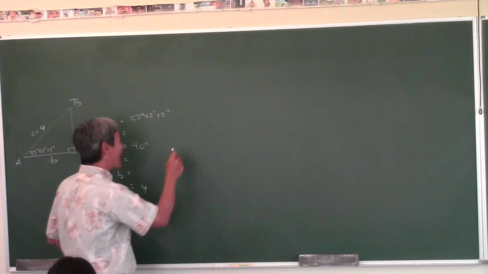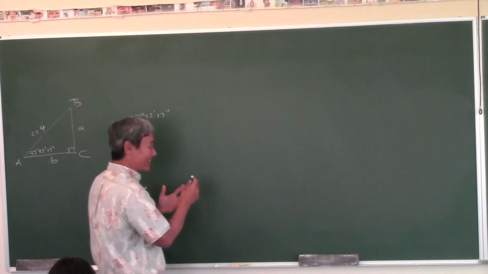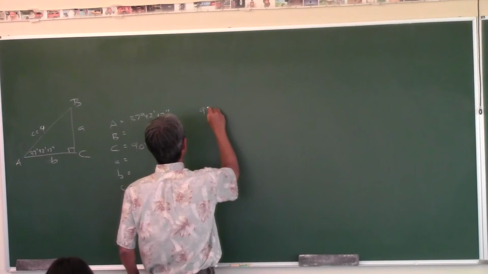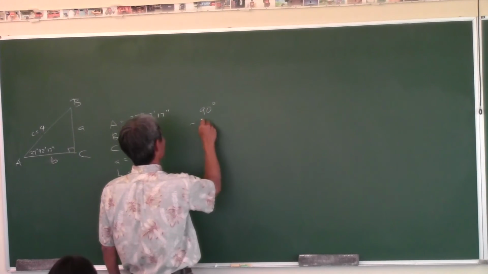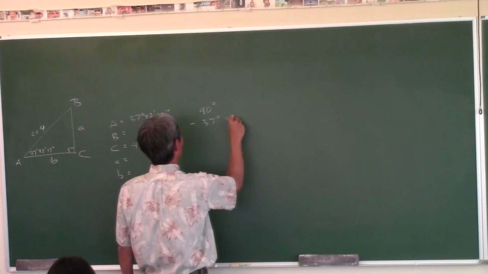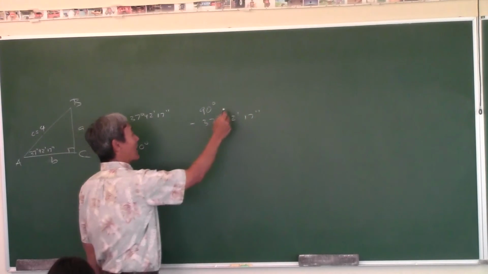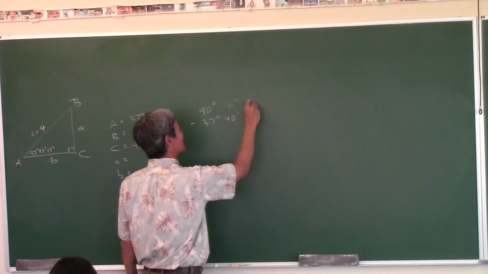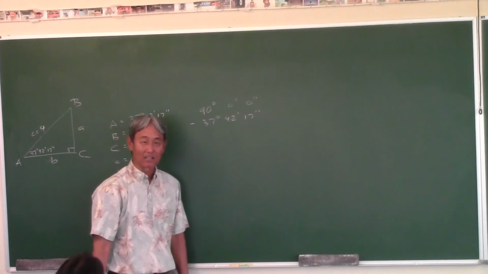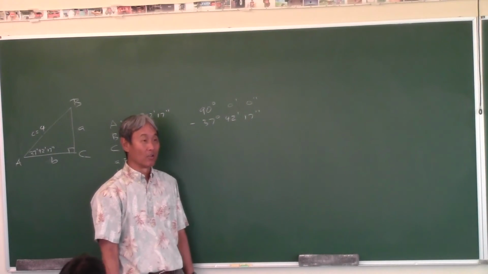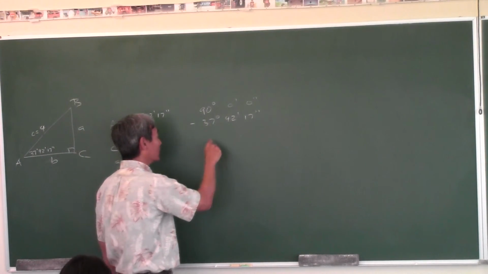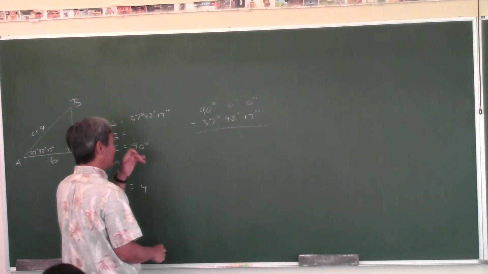Now, how do you do that without a calculator? If you have a calculator, you can do it. Without a calculator, how do you do it? 90 degrees minus 37 degrees, 42 minutes, and 17 seconds. Because right now, it's 90 degrees, 0 minutes, 0 seconds. How do you subtract? I just taught you 5 minutes ago. You've got to borrow. Now, how do you borrow?